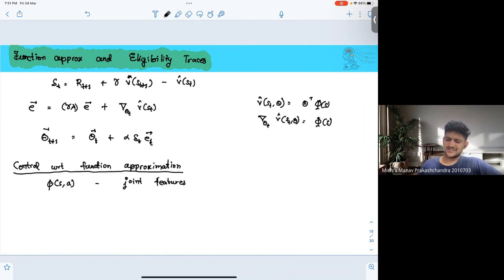And this is true if I have a large number of actions, right? Now let's say I have a small number of actions. So let's say the number of actions that I have is much smaller than the number of states that I can represent. Right?